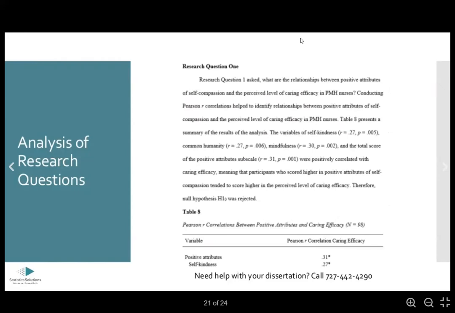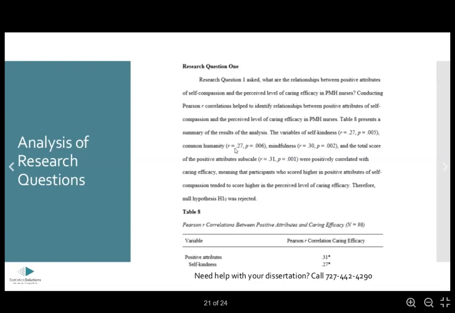Okay, in this example, the researcher did a Pearson's correlation. So they're trying to look at the relationship between these variables. The variables that they were examining are positive attributes of self-compassion and perceived level of caring efficacy in nurses.